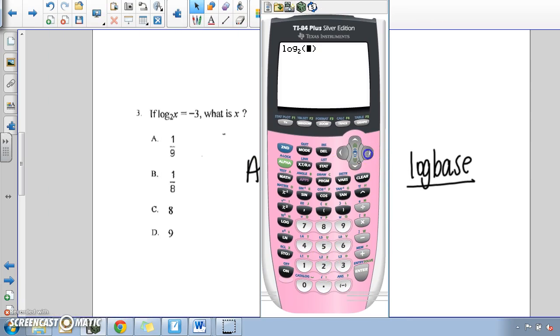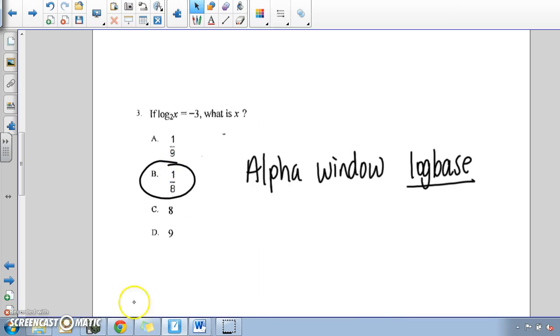So we have a little 2 and we're just going to start with answer A. So A is 1 over 9. The question is, does that equal negative 3? And that answer is no, and it's got to be negative 3. And then we try 1/8 for answer B, and there is negative 3. So the answer is B.